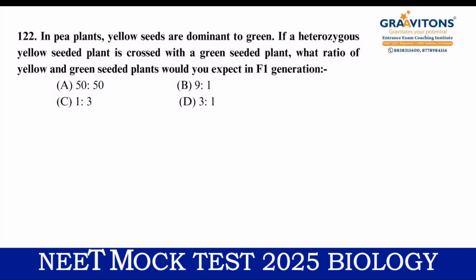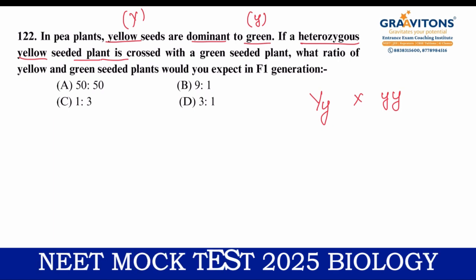And next question, in pea plants, yellow seeds are dominant. Yellow will be dominant to green, so small y. If a heterozygous yellow seeded plant, so heterozygous yellow seeded plant means this is the genotype, is crossed with a green seeded plant, what is the ratio of yellow and green seeded plant? We have to find out in F1 generation. And we are very sure this is a monohybrid test cross, isn't it? If you are crossing a hybrid with a recessive parent, it is monohybrid test cross.